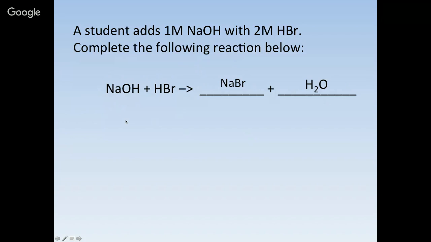Okay, so this is going to work for anytime you react an acid with a base. So I know a couple of you are confused. So let's try another one.